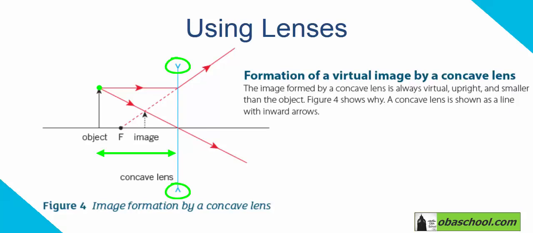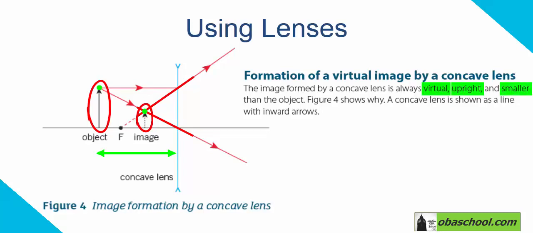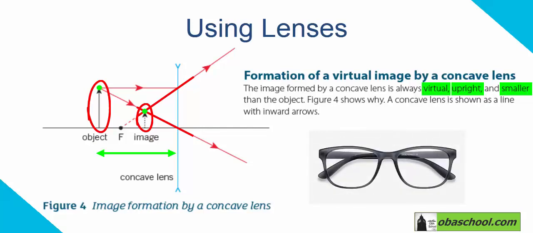So, we know that the image is formed where the refracted rays meet. So, they meet here, and therefore, the image is always virtual, and it's upright, the same as the object, but smaller than the object, as you can see. And that's the principle behind eyeglasses, where concave lenses are used to correct short sight. And that's all for how lenses are used.